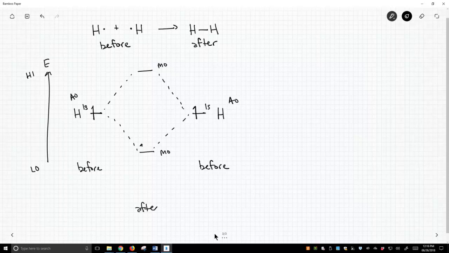We have two electrons. We can fit both electrons in a single orbital, and this is the Aufbau principle where we fill from the bottom up. And so here's our new bonding picture. This is our bonding orbital. Specifically, it's a single bond or a sigma bond. That's supposed to be the Greek letter sigma.